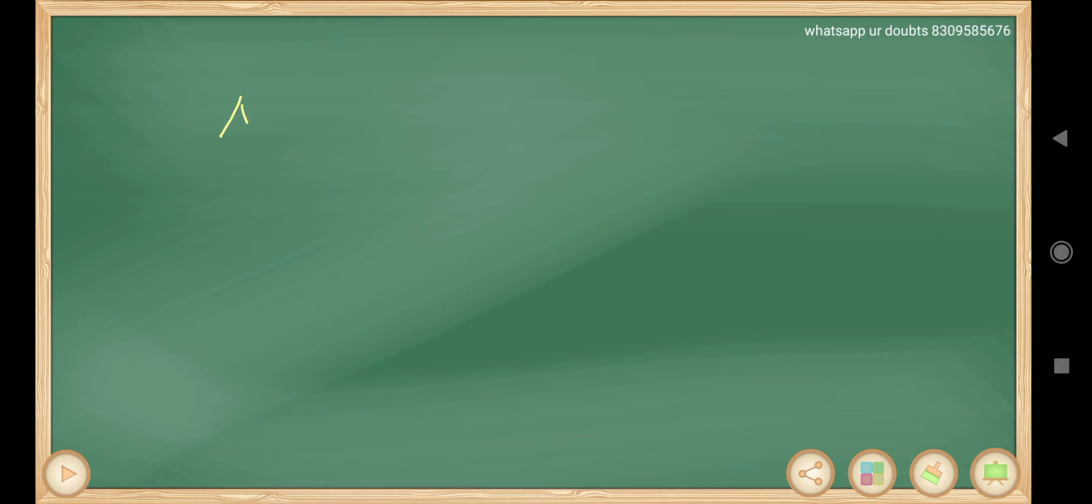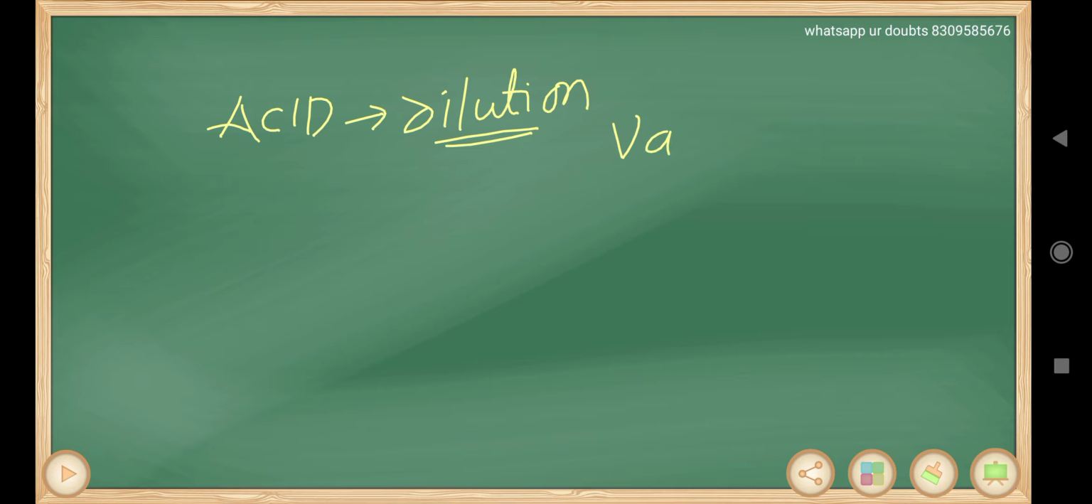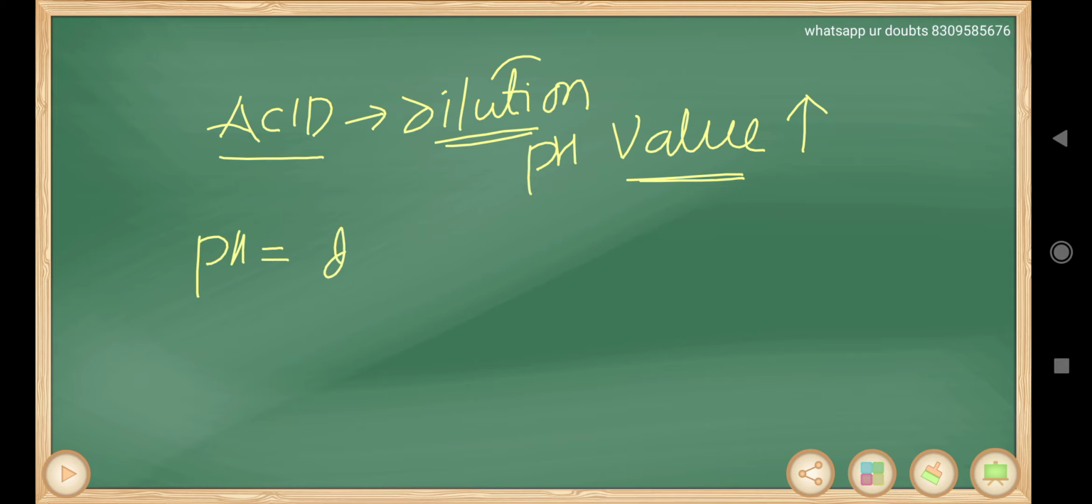For example, you have some acids, and if you want to go for dilution, that means you are adding water to the acidic solution. In all such cases, the pH value will increase. For acids on dilution, pH value increases. That may be a weak acid or a strong acid. It generally increases. So, on dilution, final pH is equal to initial pH plus log V2 by V1.